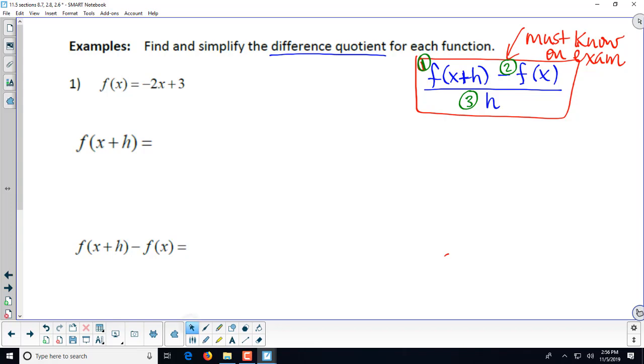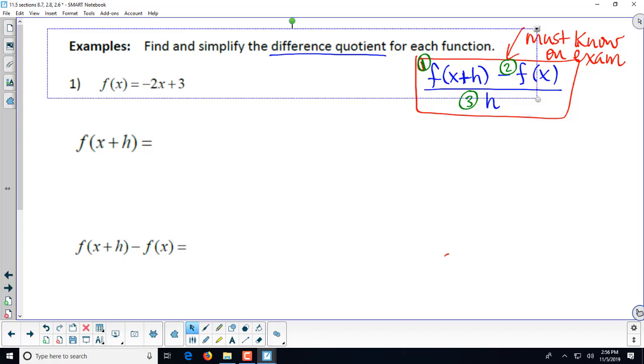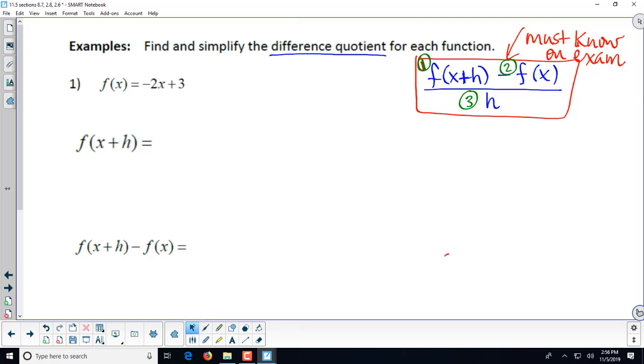All right, so here's my function. Linear function, f of x is negative 2x plus 3. First thing we would do if we were setting up this quotient is find f of x plus h. That's basic college algebra. You plugged all kinds of stuff into functions. That's all we're doing here. We're plugging in x plus h into the function in place of x, and we're simplifying it. So this is our step 1.